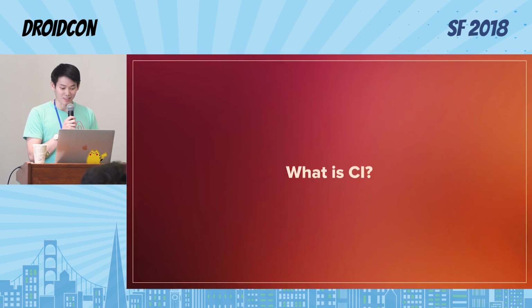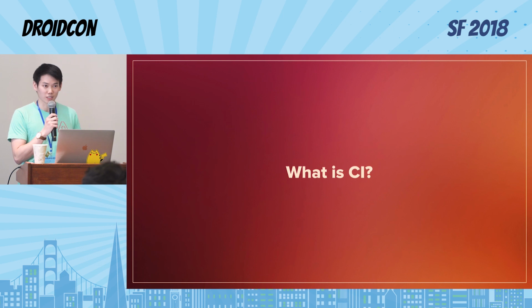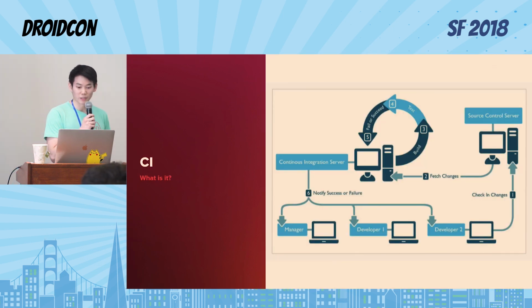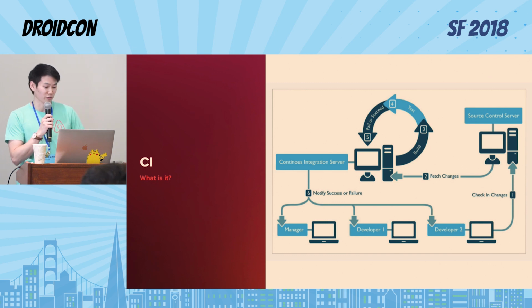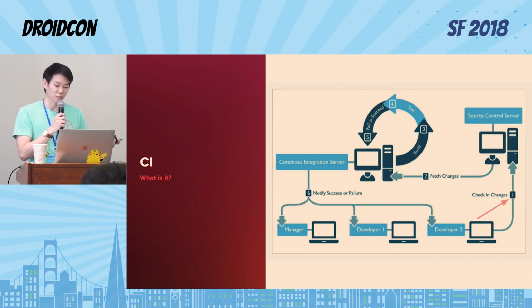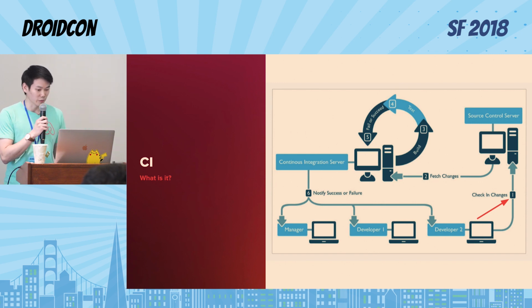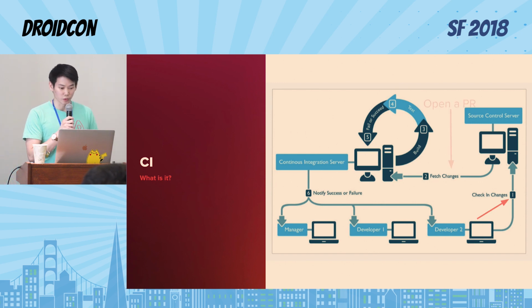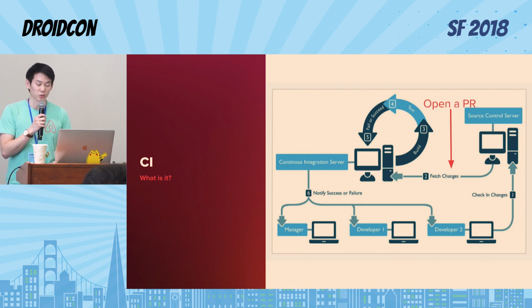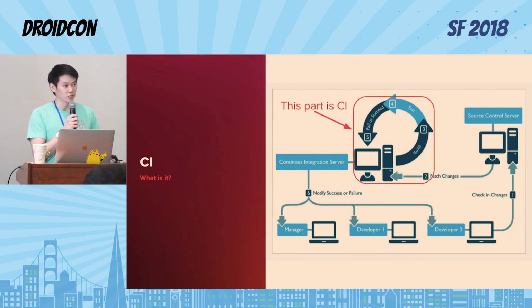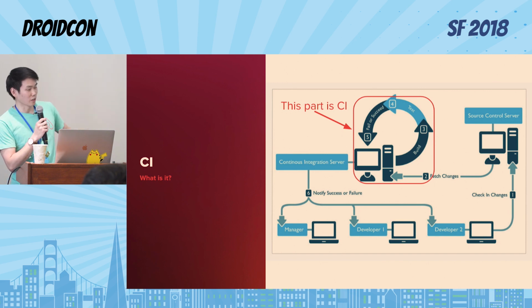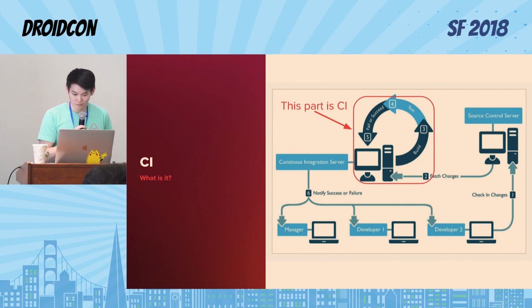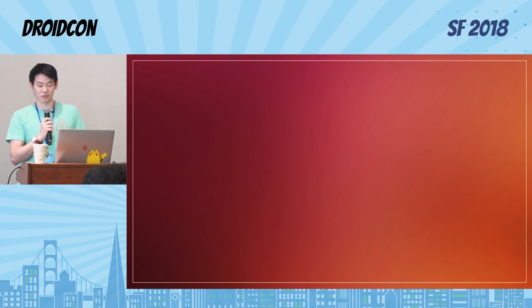Cool. All right, so let's get started on exactly what is CI and the part that I'll be talking about. So this is a diagram of a typical engineer workflow involving CI. You write some sort of code, and you push it to your source control server. We use GitHub Enterprise. Then you open up a PR, which will then trigger a series of builds and tests and then notify you about whether it actually succeeded or failed. This is the part I'm going to be talking about. This part is CI.